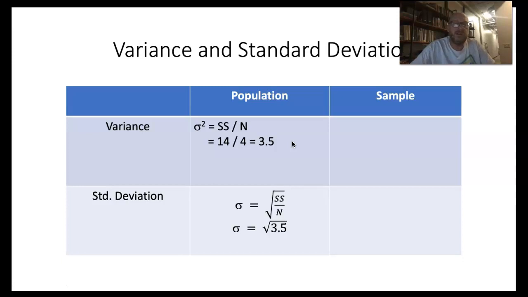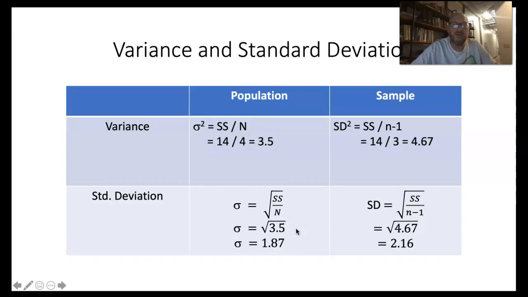Now, the standard deviation is really just the variance, sigma squared. It's really just that, take the square root of that. So if the variance, the squared value up here is 3.5, we just want to take the square root of that 3.5. Come with 1.87.